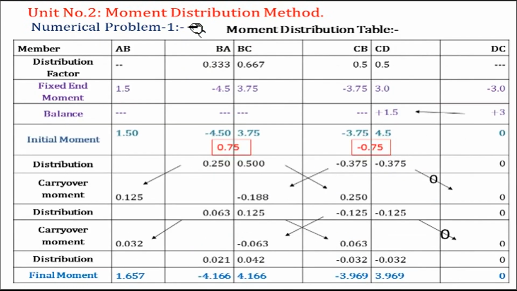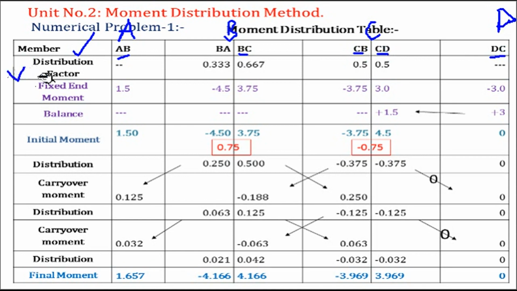Now the next step, draw the moment distribution table. For the moment distribution table, you first write down member, then joints. First is joint A, next is joint B, next is C, and last one is joint D. So for joint A, the member is AB. For joint B, two members are there, BA and BC. For joint C, CB and CD, and for joint D, DC.